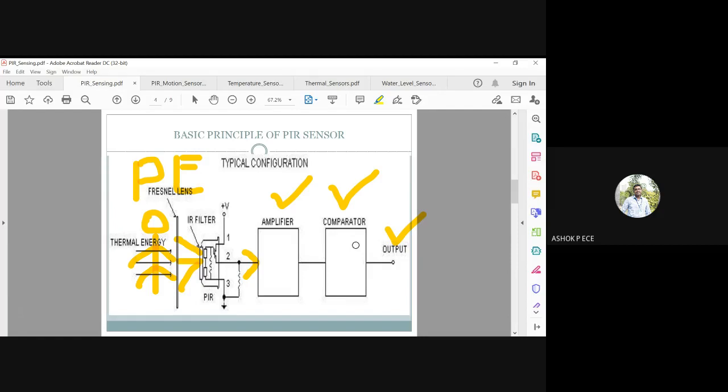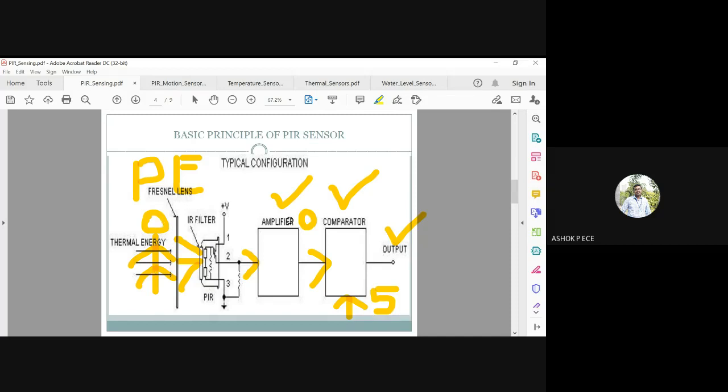So the comparator will compare one value from the sensor with a threshold value. If something goes above the threshold, the comparator will react. Otherwise, the comparator will stay silent. If the person is not there, then the output will be zero. Assume the output of the amplifier is zero, and I have set the threshold as 5. So zero is less than 5, so the output will not show any difference.